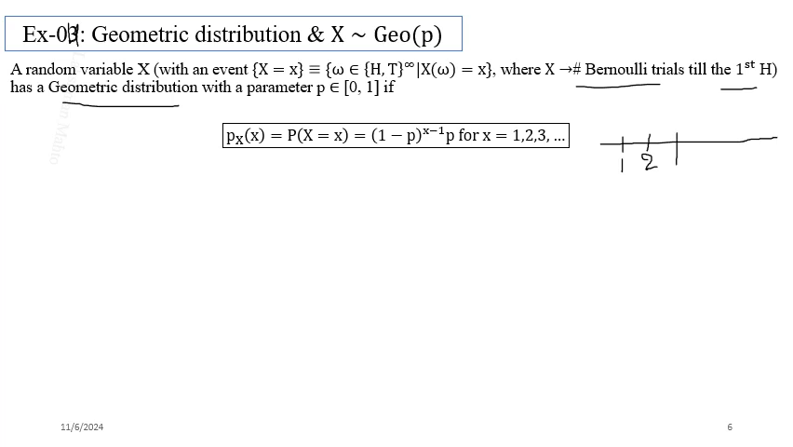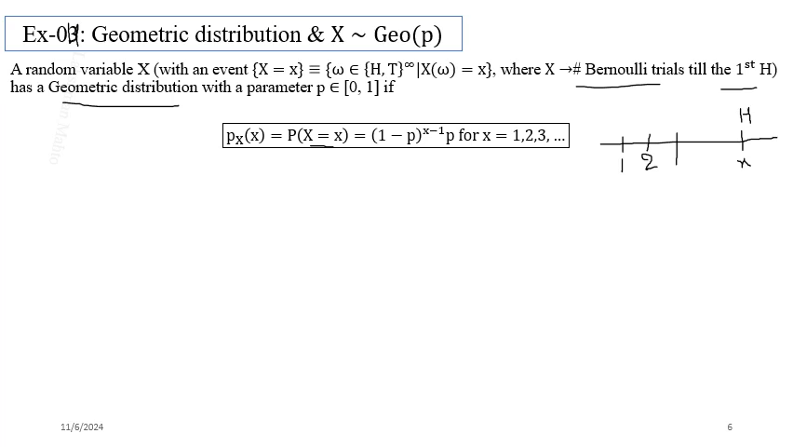The probability mass function is defined as the probability that X observes a value of small x. That means exactly at the x-th trial we got the first success. That is the event. What does it mean? At the x-th trial we got the first head, and at the same time, in the first x minus 1 trials, we got tails. What is the probability of one tail? It is 1 minus p. It occurs x minus 1 times, and exactly at the x-th trial we got head. So (1 minus p) to the power x minus 1, into p, where p is the probability of getting head at the x-th trial.